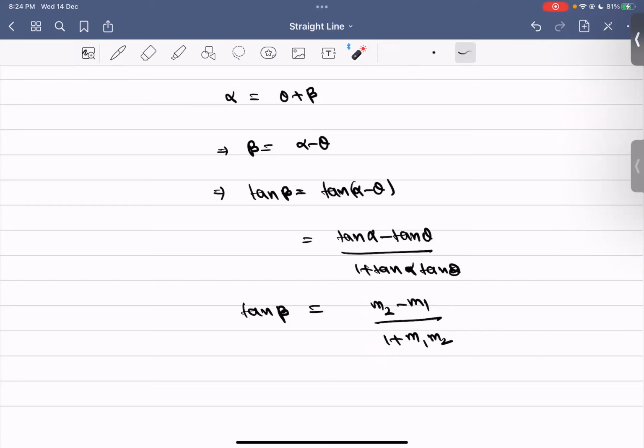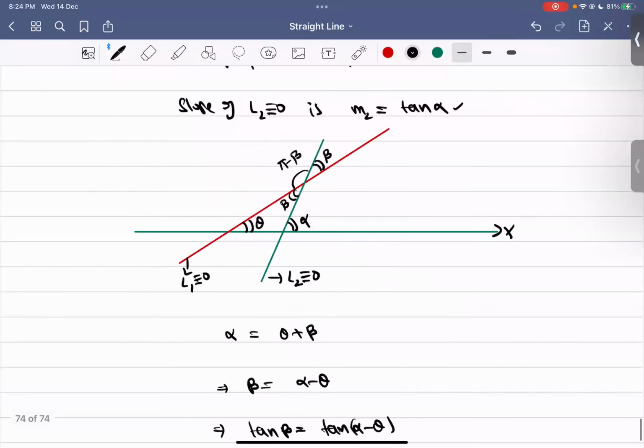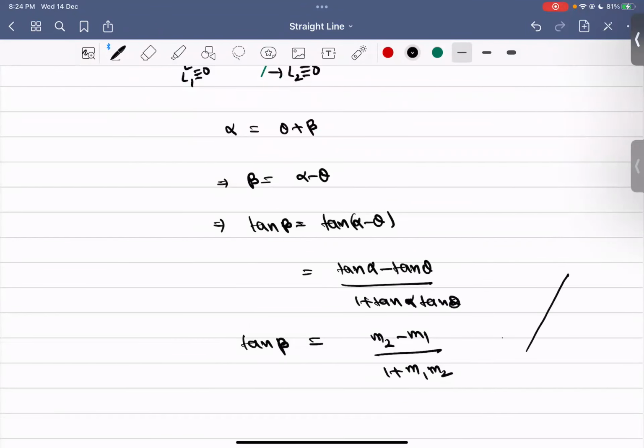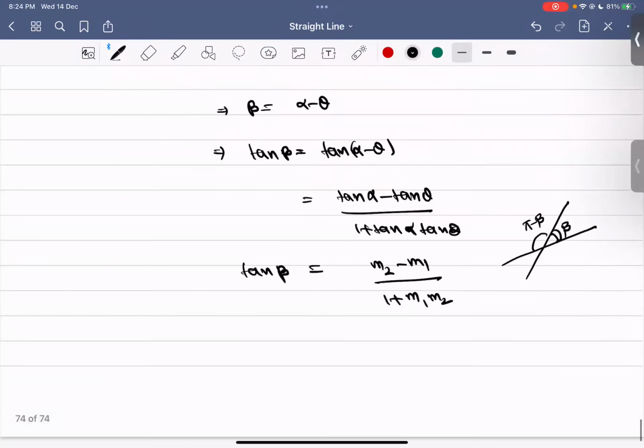Because the angle between two lines means the following. This is one line, this is another line. This angle is beta, therefore this angle is pi minus beta. So the angle between the two lines always means this acute angle. This is also an angle, but by convention we take the acute angle as the angle between the two lines. Therefore you put the modulus here. Therefore tan beta is equal to (M2 minus M1) by (1 plus M1 M2).